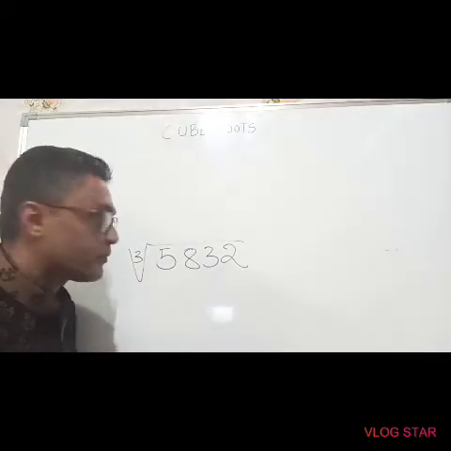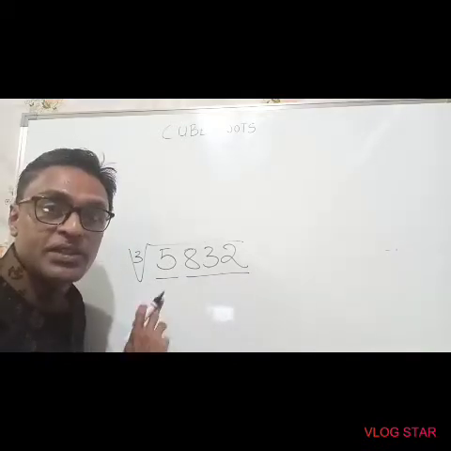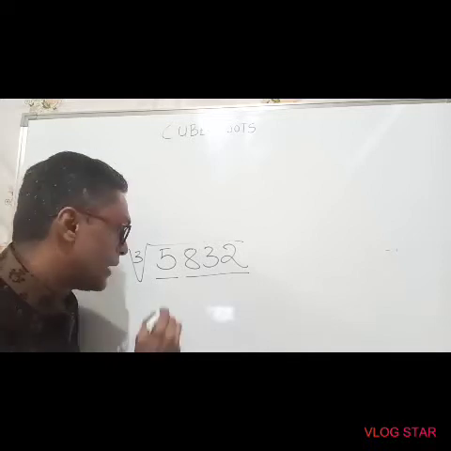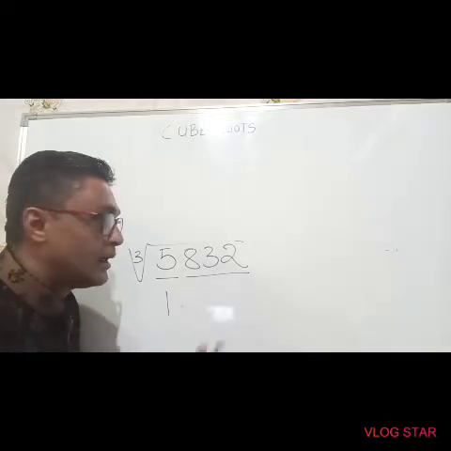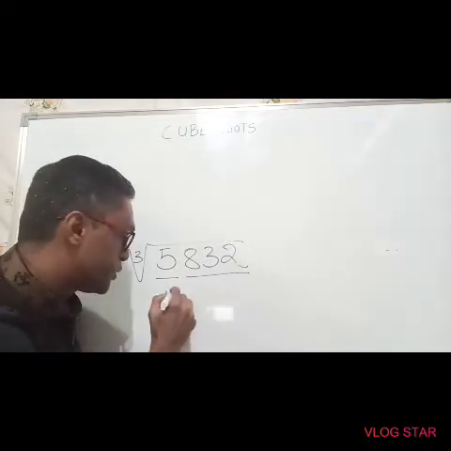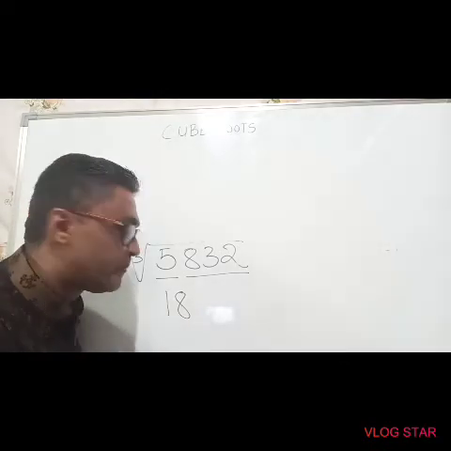5,832. 832 is one group, 5 is one group. See the range of 5. 5 comes between 1 cube and 2 cube. The answer starts with 1. The last number is 2. Cube the number. 2 cube is 8. Put 8 here. 18 is the answer. Another example.